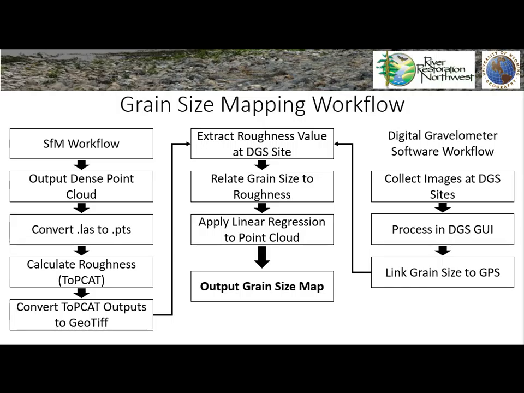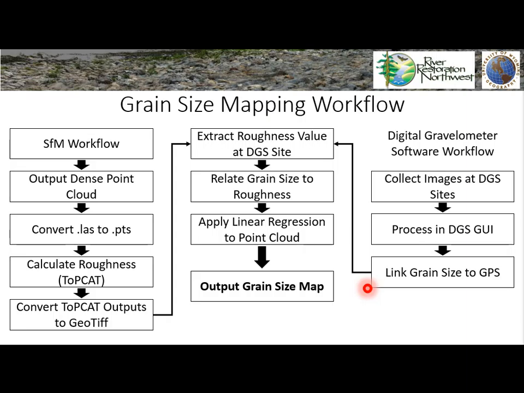If you're not familiar with structure from motion, I definitely think you need to check out some more literature on it. But the end result is we're going to create a dense point cloud and calculate roughness using a statistical toolkit called TopCat. The other thing we really need to focus on is over here on the right. We're going to utilize a digital gravelometer software workflow that was also developed by Daniel Bascome from the USGS that takes individual images and can create a grain size distribution using a GUI in MATLAB. And I've actually heard too that it's now also available in Python.